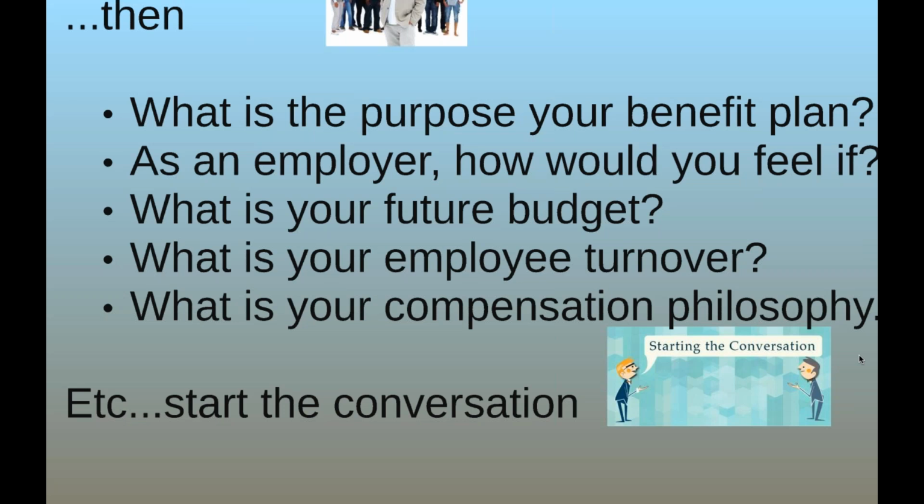And you get the employer talking about that, regardless of the type of business they're in, or regardless of the number of employees that they may have. There are different groups within the group. So you get them talking about that, and you say, what is the purpose of your benefit plan for each of those groups, and what do you want to promise those particular people? As an employer, how would you feel if something happened to each of those different groups? Get their idea.